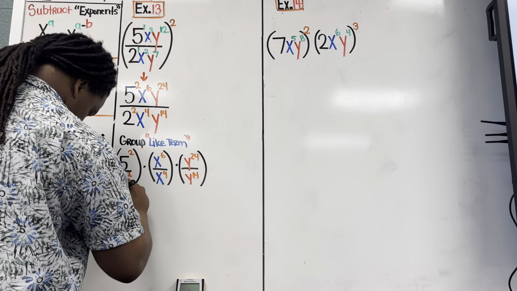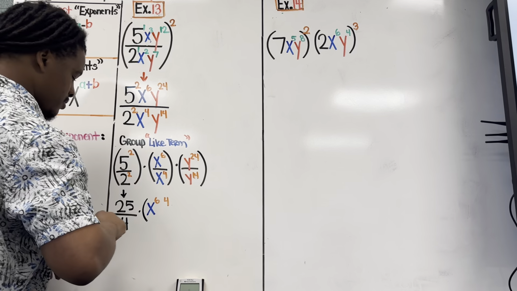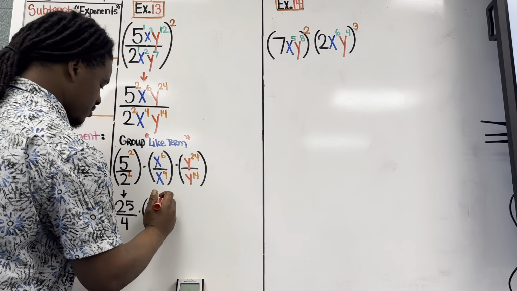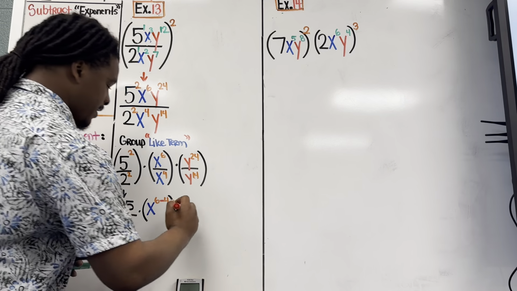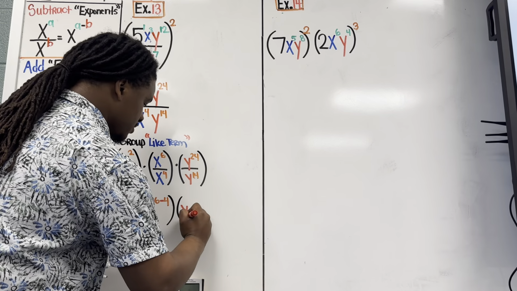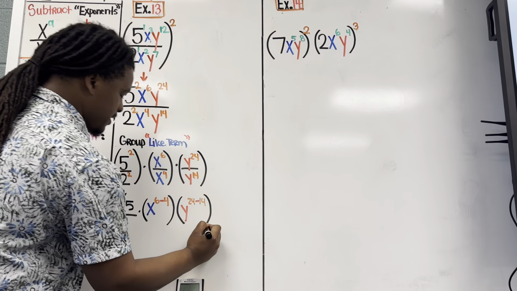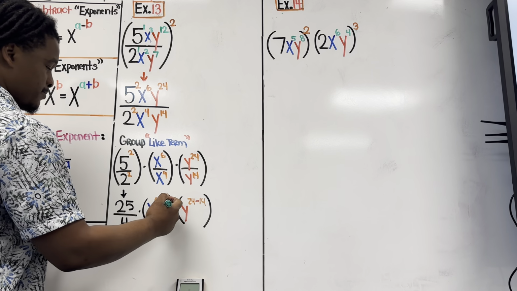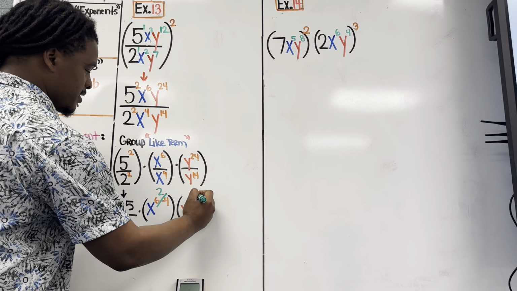As we divide x to the 6th power by x to the 4th power, that's going to turn into x to the 6 minus 4 power, parentheses close, times y to the 24 minus 14 power. Now the last thing we need to do is subtract the exponents of the x and the y. 6 minus 4 for the x is 2, so that's going to turn into x to the 2nd power. And 24 minus 14 is 10, so it's going to turn into y to the 10th power.